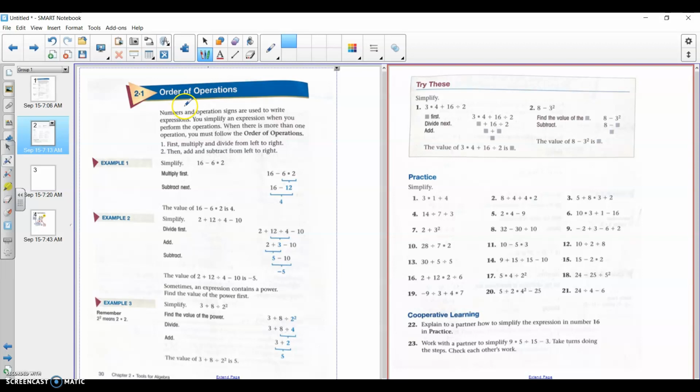Order of operations. Numbers and operation signs are used to write expressions. Remember, expressions do not have an equal sign in them. They just have terms with coefficients. And then your equations have equal signs. You simplify an expression when you perform the operations. When there is more than one operation, you must follow the order of operations.